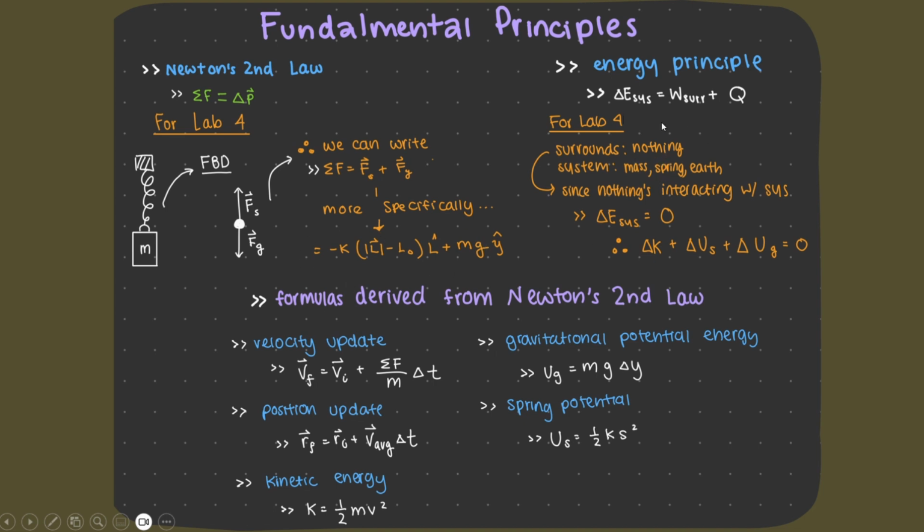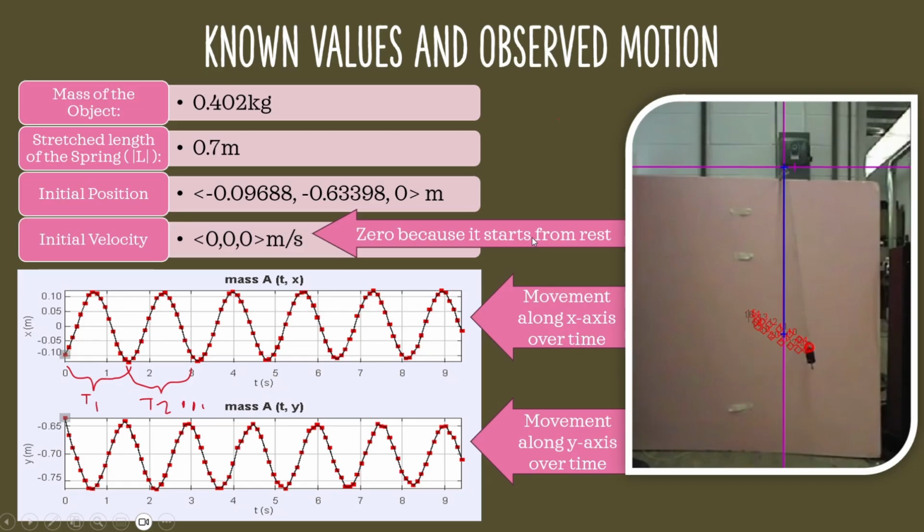And then for lab 4, the surroundings was nothing, and the system included the mass, spring, and Earth. Since nothing is interacting with the system, we can assume the change in the system's energy is equal to 0, and therefore the change in kinetic energy plus the change in potential energy of the spring plus the change in potential energy of gravity is equal to 0.